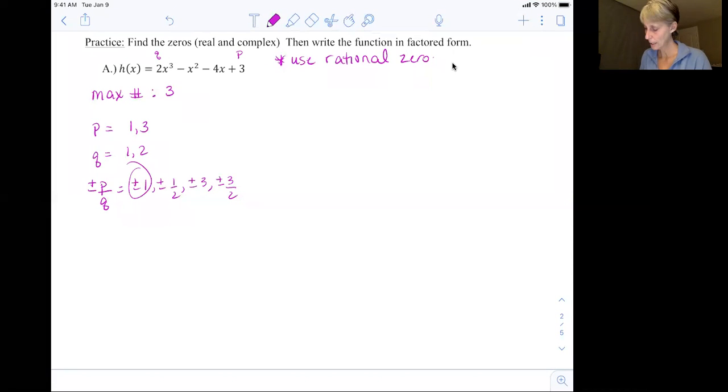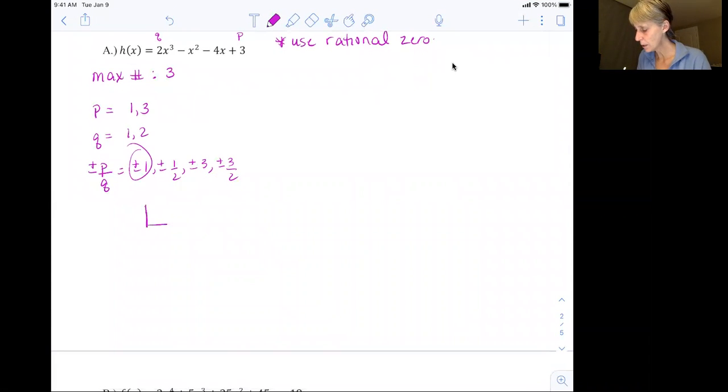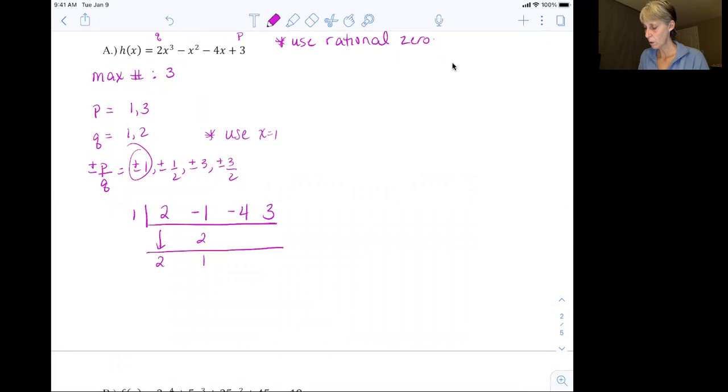And I'm going to set up my synthetic division, right? So we're using x equals 1 to start. 1, negative 4 plus 1, and when I break this down, I get x minus 1. Remember, this number we divide by is always set up as a factor. I'm left with 2x squared plus x minus 3. And we want to continue this.